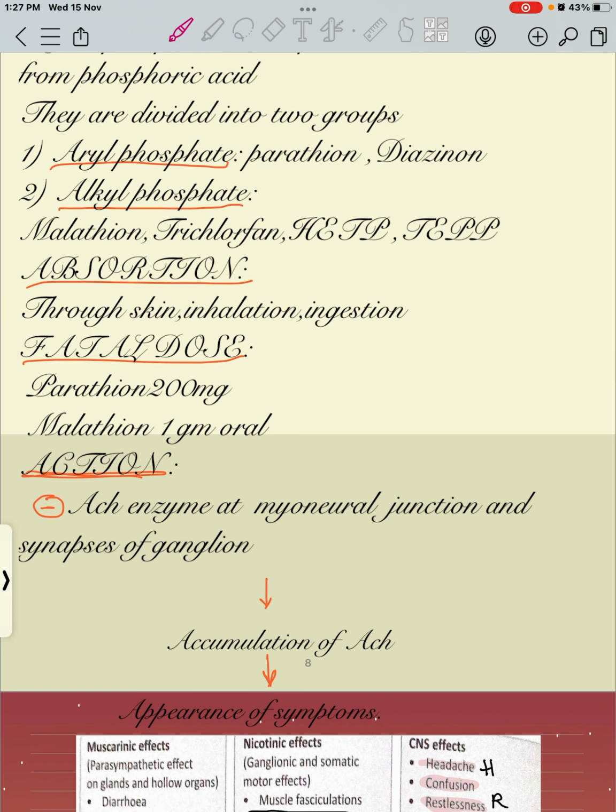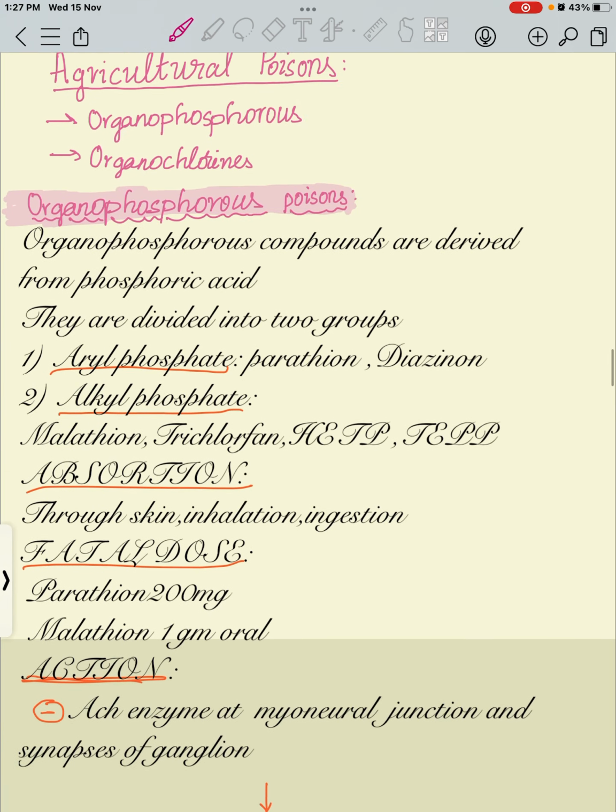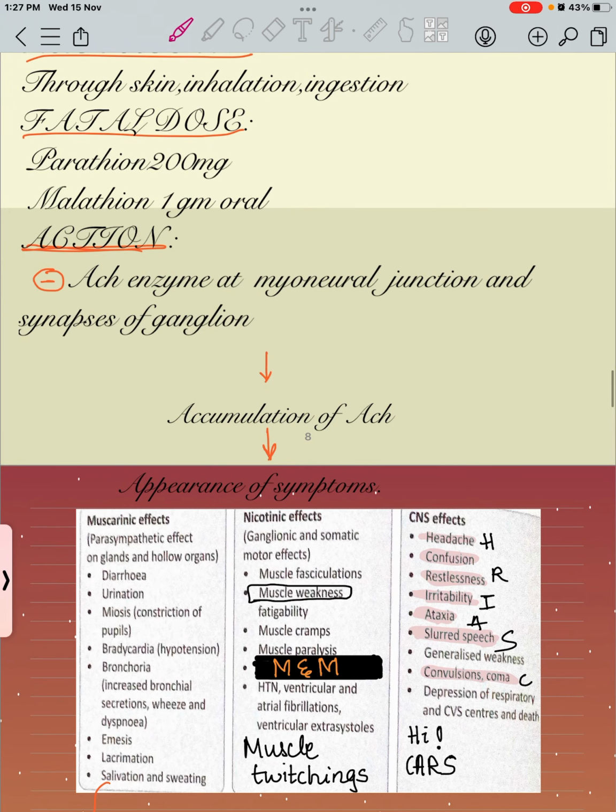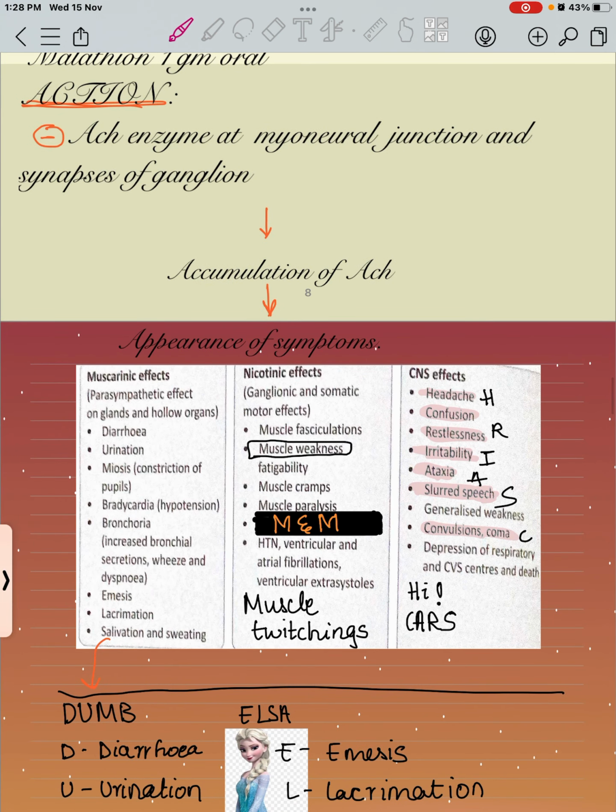Absorption is through skin, inhalation or ingestion. Fatal dose: parathion fatal dose is 200 milligrams and malathion is 1 gram oral. Action of OP poisons: inhibition of acetylcholinesterase at the myoneural junction and synapses of ganglion causes accumulation of acetylcholine, which causes appearance of symptoms.